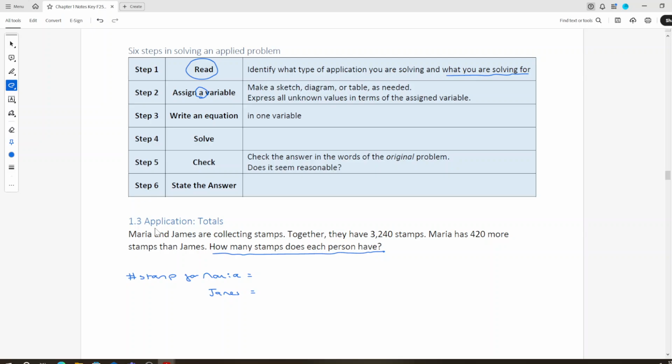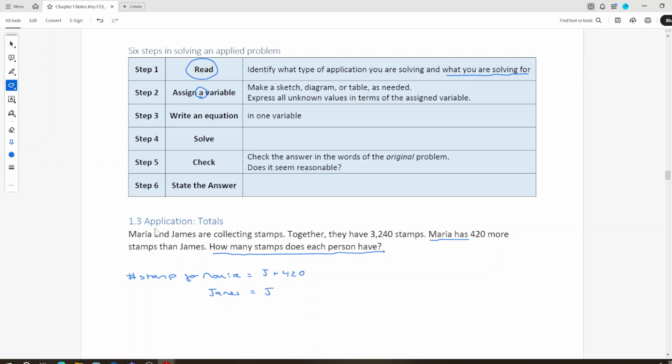These questions will always give you a sentence that tells you something about the number that one of them has in terms of the other. So for example here, Maria has, it's almost like the word is, Maria has 420 more stamps than James. So what I would do is let James be J. And I would say that Maria has J plus 420, 420 more stamps than James.